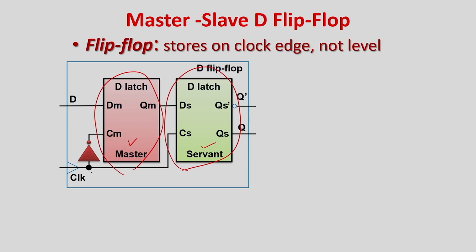For the master latch, the inverted clock is given, and the direct clock is given to the slave one. In this case it stores the data on the clock edge, not at the level. Suppose the clock is equal to 1, then clearly Cm will be 0. Whenever this is 0, the master will not be enabled, since Cm is equal to 0. So whatever is at the input, we can safely change it, because when the clock is equal to 0 it can stabilize, and it is safe to change.